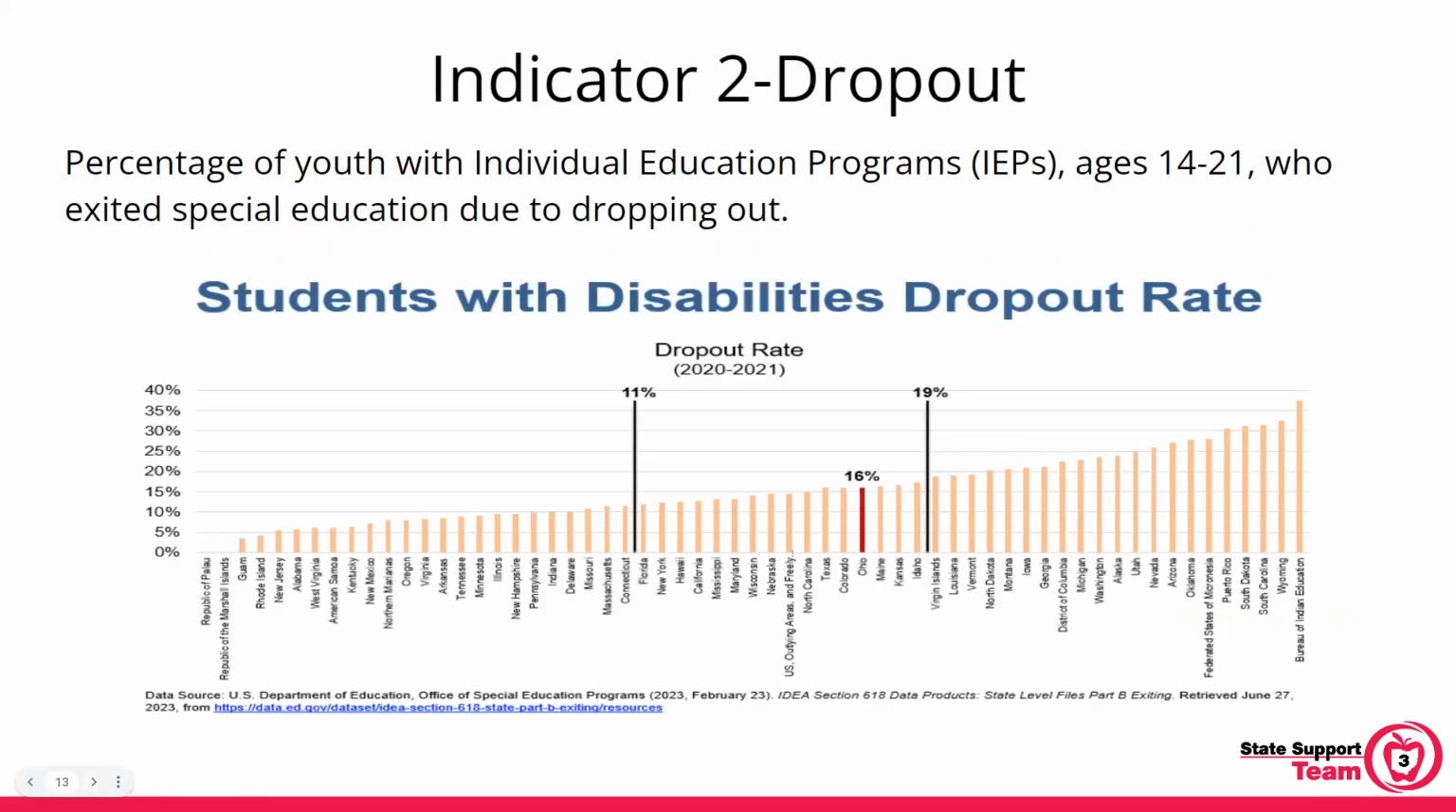So dropout, again, this is how Ohio is looking compared to other states and territories. You can see that we are doing a little bit better with our dropout compared to our graduation. We're kind of towards the middle, but the bottom middle. Again, this is 2021 data, where 16% of our students with disabilities ages 14 to 21 were exiting special education due to dropping out.